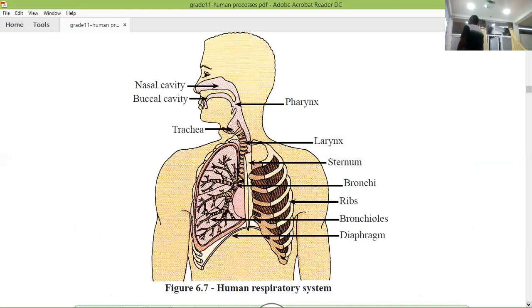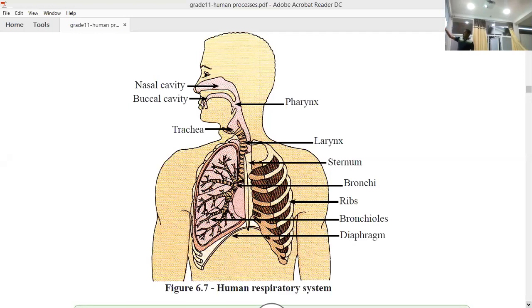Respiratory system starting with nasal cavity. Here the nasal cavity. Then the buccal cavity does not belong to this system. Just after the nasal cavity, the pharynx is there. Pharynx is a common organ for both the respiratory and digestive systems.